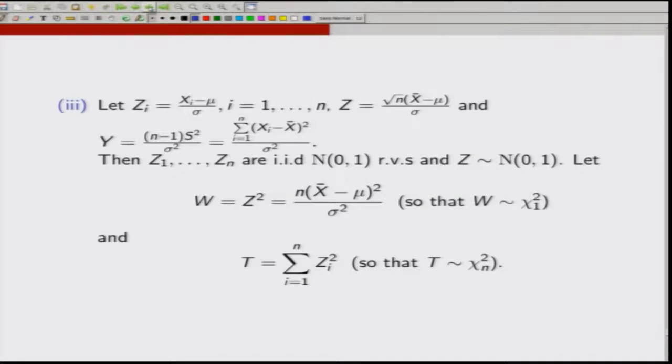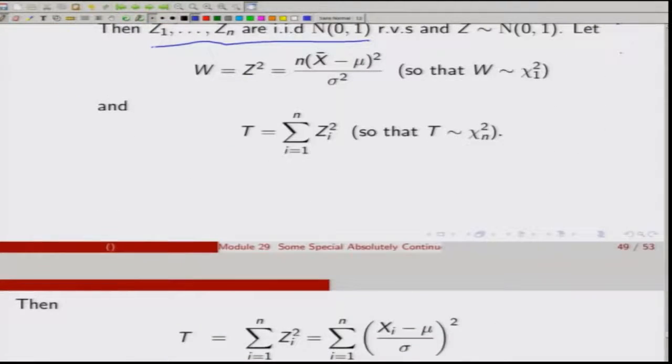Now let's prove that n minus 1 s square by sigma square has chi square distribution on n minus 1 degrees of freedom. So let zi be the same as xi minus mu by sigma, z as root n times x bar minus mu by sigma, and y as n minus 1 s square by sigma square, which is the same as summation xi minus x bar whole square by sigma square. Then z1, z2, ..., zn are IID normal 0, 1. And we know that x bar is normal with mean of x bar equal to mu, and variance of x bar equal to sigma square by n.